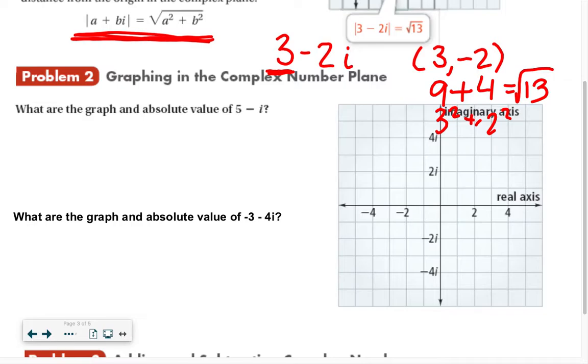So this first thing says, what are the graph and absolute value of 5 minus i? Well, first, let's make a point out of it. My real part is the number, the 5, and if there's nothing there, just like before, what is it? 0. And there's a 1, nothing there, it's like a 1. Okay, and we have a minus sign, so this is like 5, negative 1. Does that make sense? Just take the real number part and the complex part. So now to graph it, all you do, over 5, down 1. That's it.